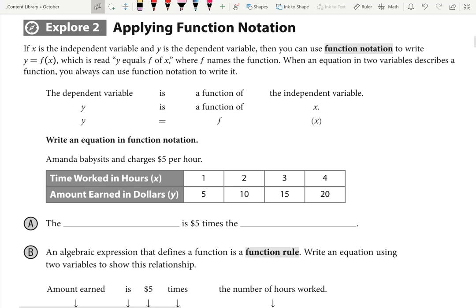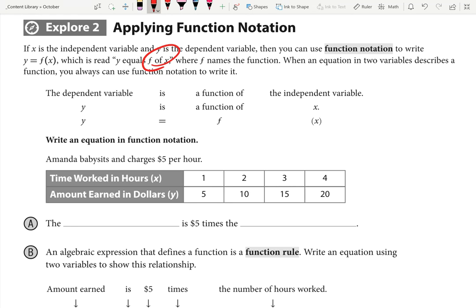Function notation. X is an independent variable. Y is a dependent variable. We talked about that earlier. Function notation is written this way. Y is equal to f of x. So what this means, it says y is equal to f of x, or y equals f of x. F parentheses x is pronounced f of x.